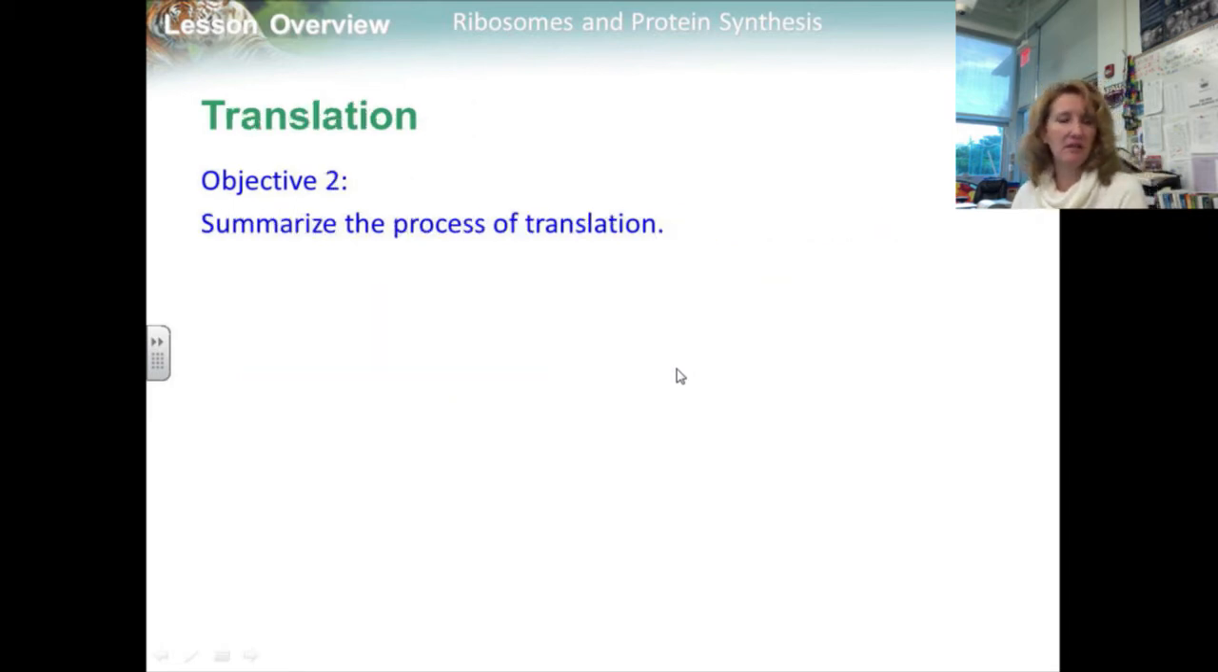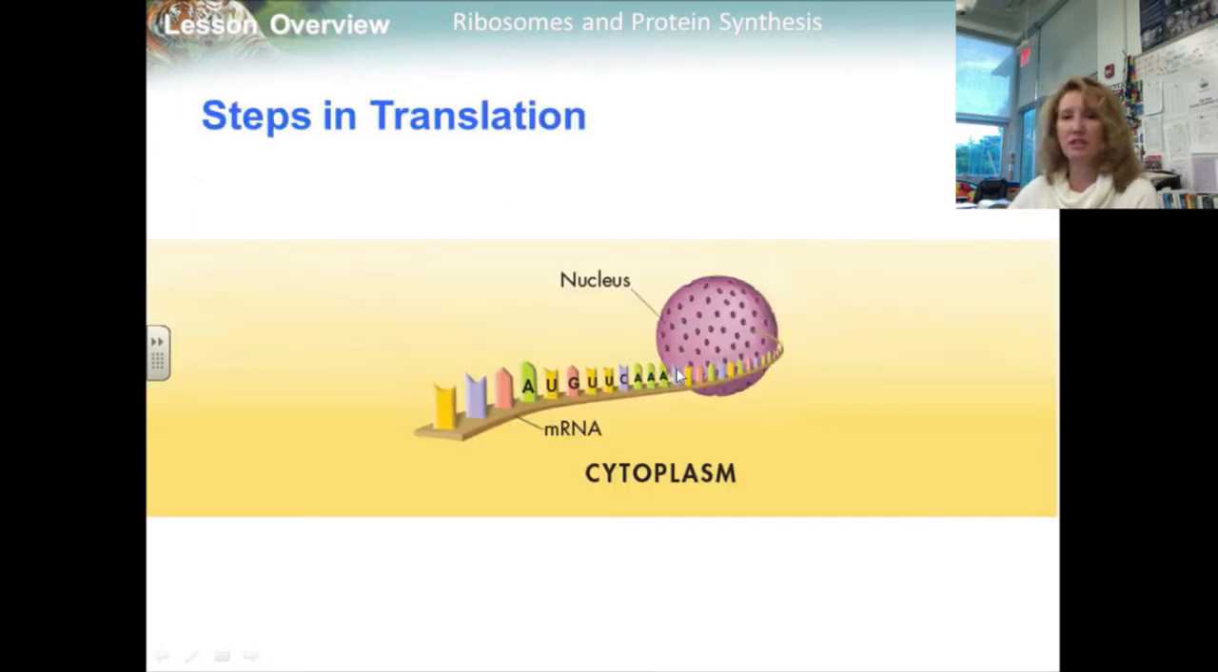Moving on, our second objective is to summarize the process of translation. The sequence of nucleotide bases in a messenger RNA, let's call it mRNA from now on, molecule is a set of instructions that gives the order in which amino acids should be joined to produce a polypeptide. The forming of a protein requires the folding of 1 or more polypeptide chains. Remember, ribosomes use the sequence of codons in the mRNA to assemble amino acids into polypeptide chains. The decoding of an mRNA message into a protein is a process known as translation.